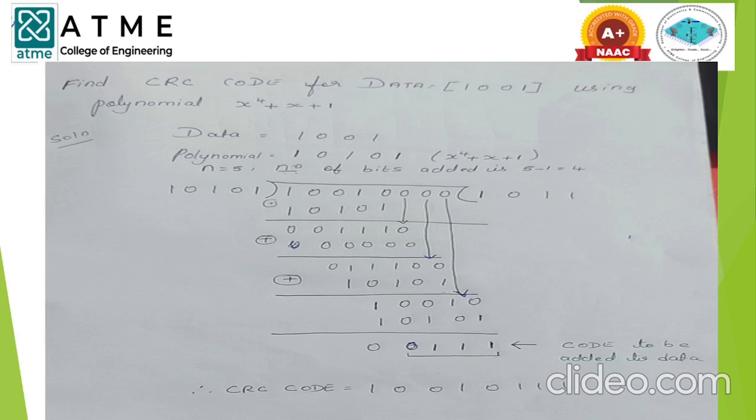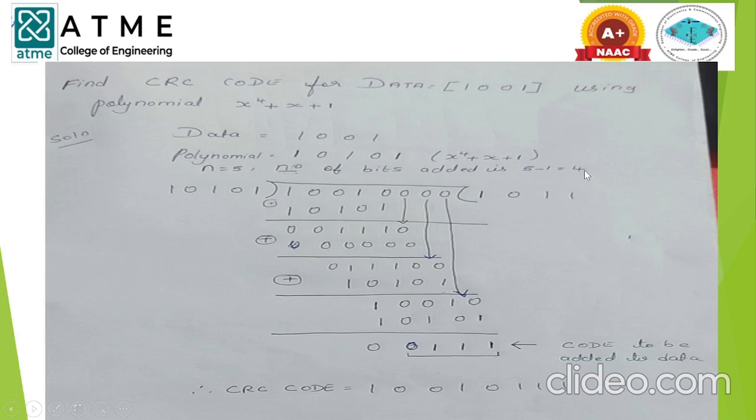Before going to that, we are going to do the division using XOR operation. For that we have to append some zeros. In the polynomial we have x to the power of 4 plus x plus 1. When we write that in bits, it will be 10101. In the polynomial the highest degree is 4 and the number of bits is 5.